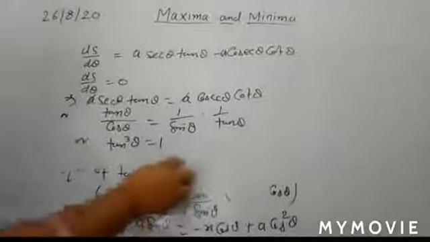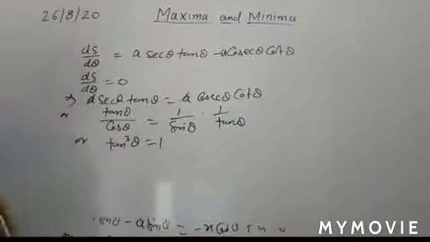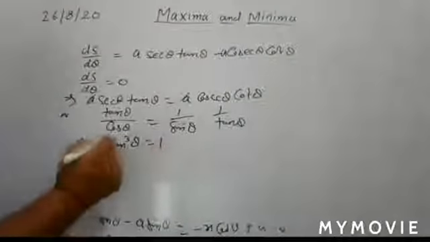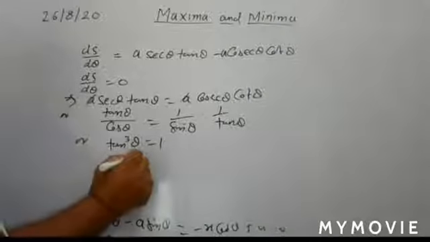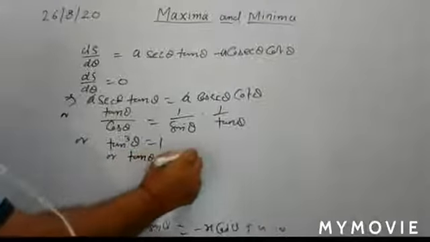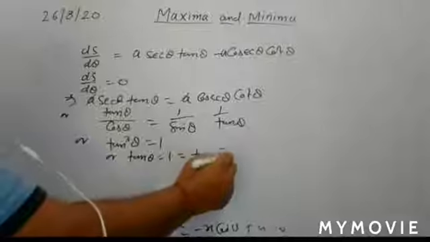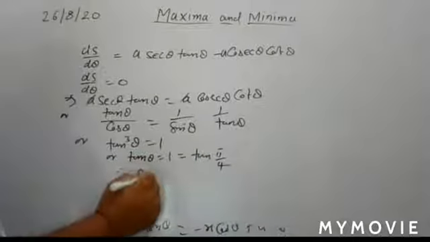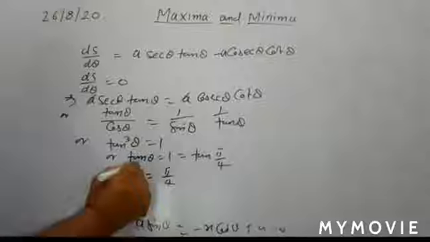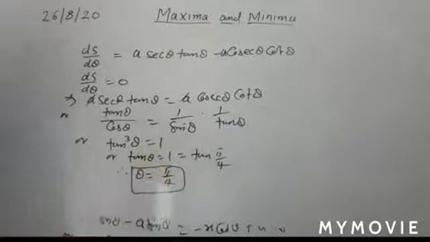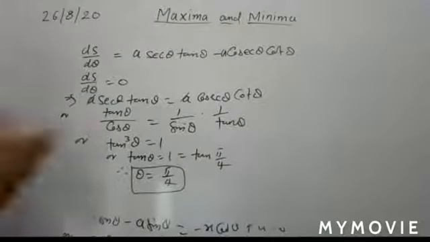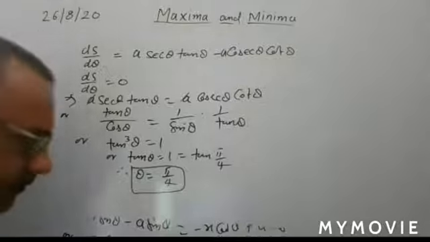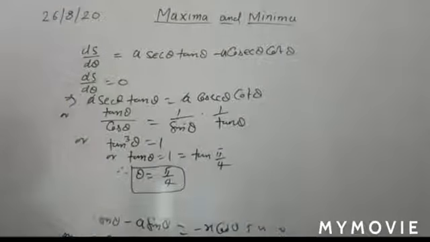Okay, now you come to the next step. If tan cube theta is equal to 1, so you have tan theta is equal to 1, which is also equal to tan pi by 4. So the value of theta is pi by 4. So this is your critical point. Now go through the second derivative. That question was asked in 2015.